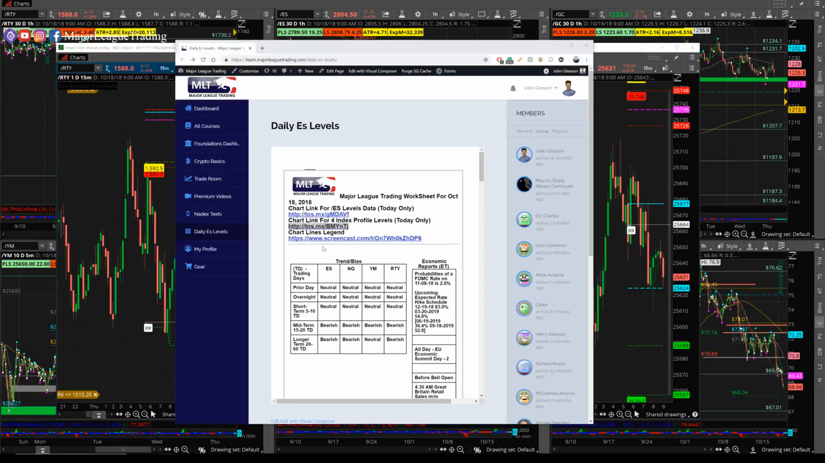Trend biases of the prior day. The ES was neutral, NASDAQ neutral, Dow neutral, Russell neutral. Overnight, same thing. Neutral across the board. Shorter term time frame, neutral across the board. And on the midterm time frame, bearish ES, bearish NASDAQ, bearish Dow, bearish Russell. Longer term time frame, bearish S&P, bearish NASDAQ, bearish Dow, bearish Russell.